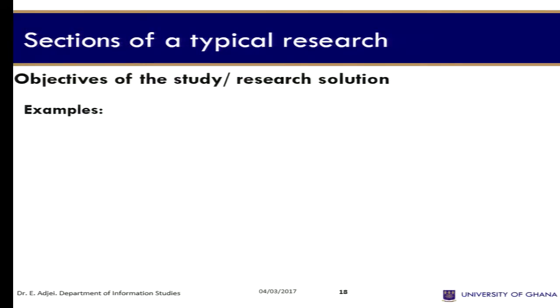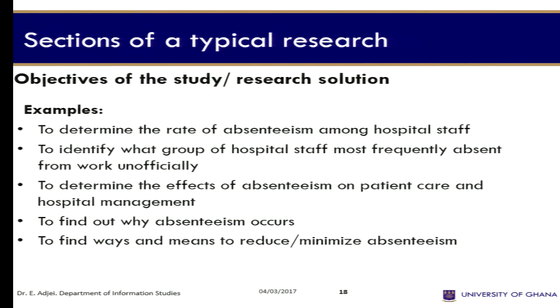Let us look at a few examples of objectives. Your objectives may be any of the following: to determine the rate of absenteeism among hospital staff, to identify what groups of hospital staff most frequently absent themselves from duty, to determine the effects of absenteeism on patient care and hospital management, to find out why absenteeism occurs, and all that. These are examples of research objectives.